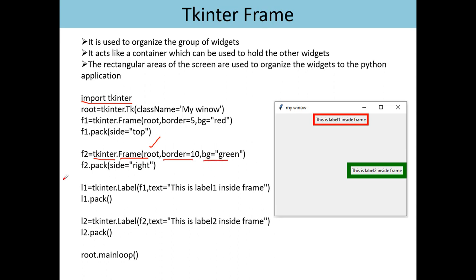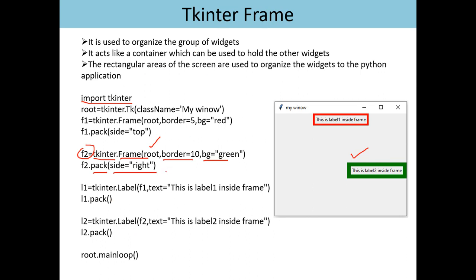Now this F2 is the frame, right? This F2 frame is packed inside the root at side right. That's why this green appeared at right. You got it? You just go through the slide and type these things in your prompt. Ideally, in VS Code you will get this output.